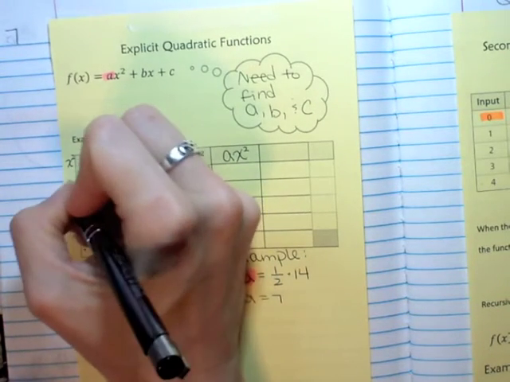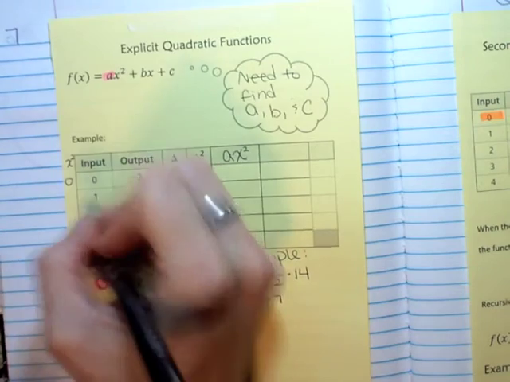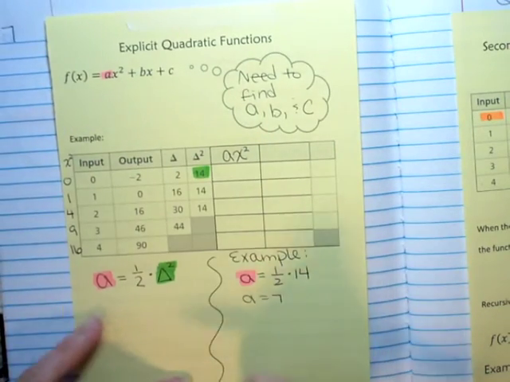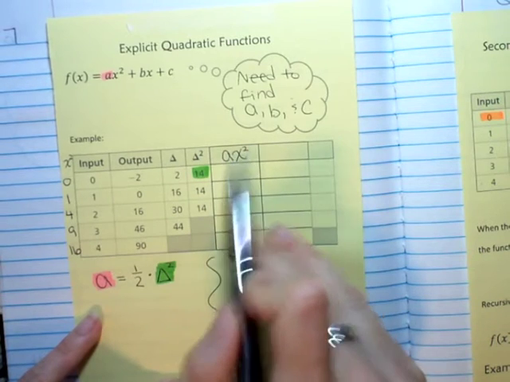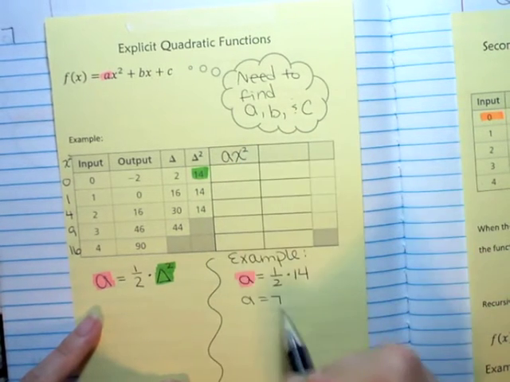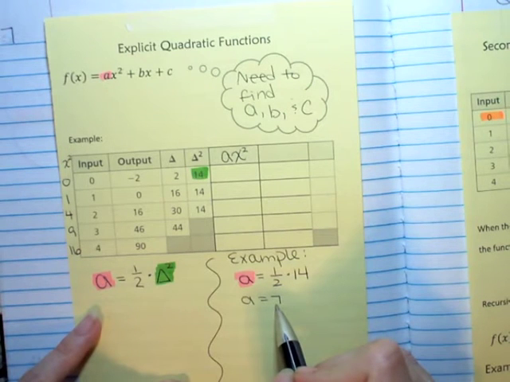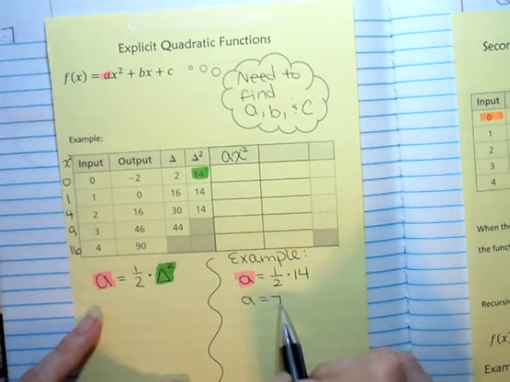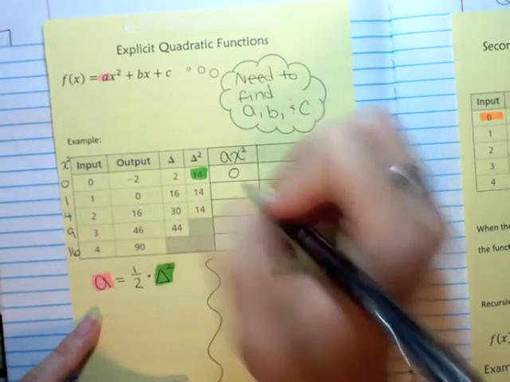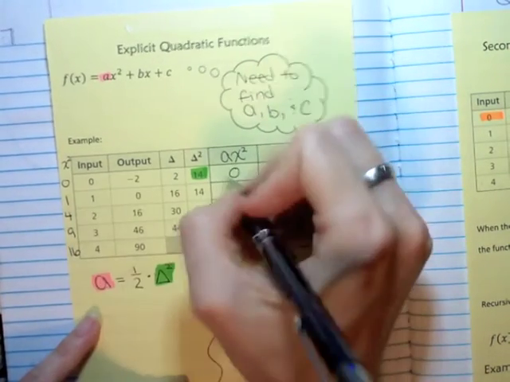So 0 squared is 0, 1 squared is 1. All right, that will help me when I'm multiplying to find a times x squared. So we already found that a was 7, so all I have to do to fill out this column is multiply. 7 times 0 gives me 0. 7 times 1 is 7.